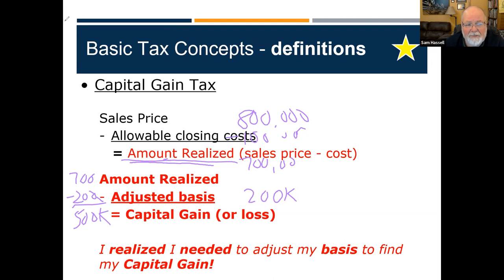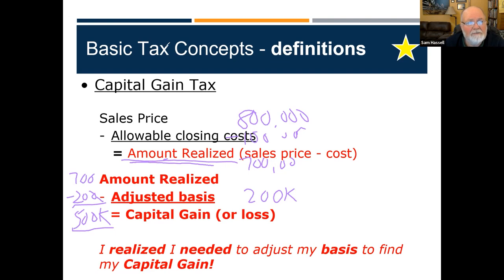I now have $500,000 capital gain. That worked out rather nicely because I can exclude all of it. I have $500,000 because I'm married filing jointly, and I could just make believe nothing ever happened.